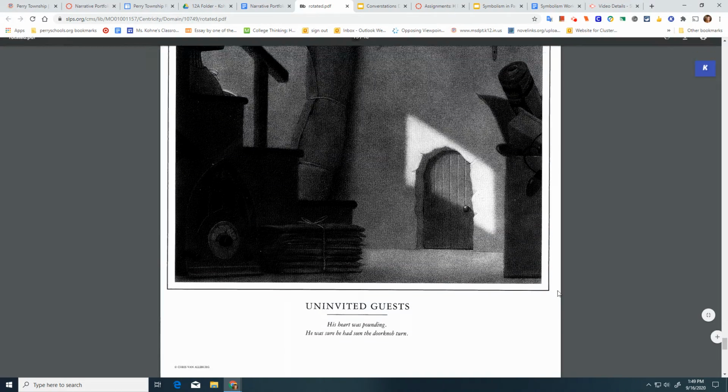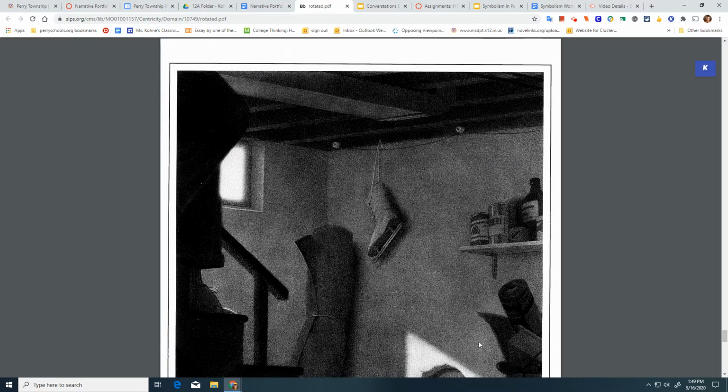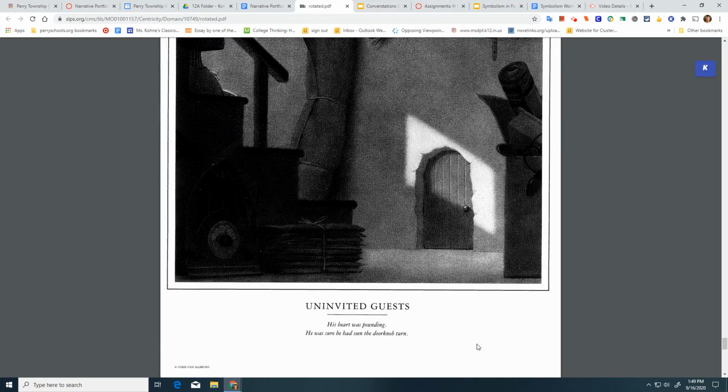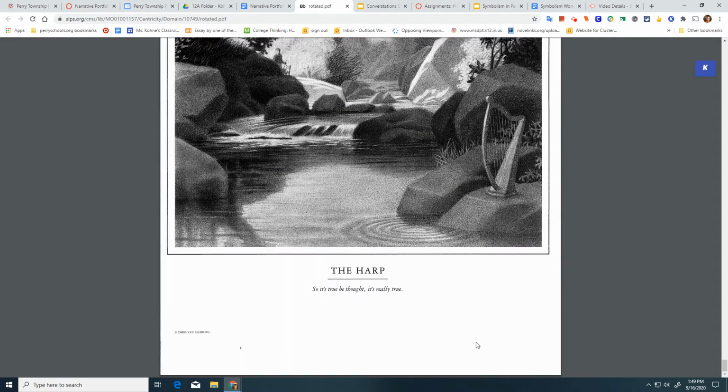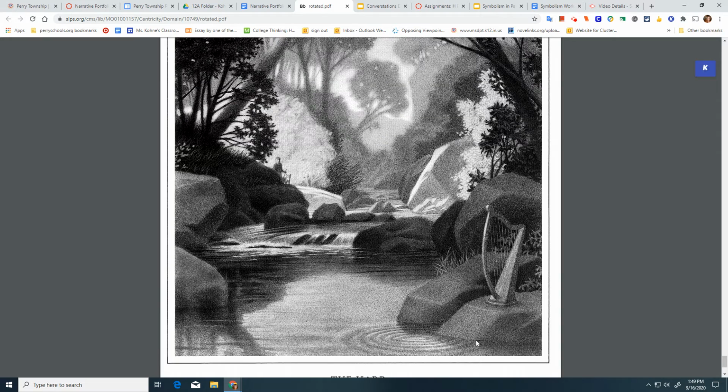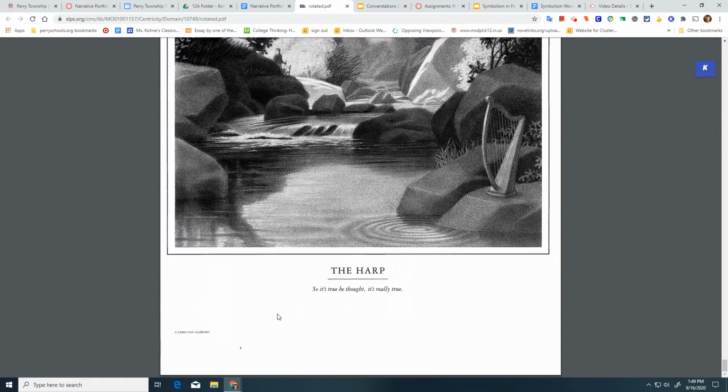Uninvited guest. His heart was pounding. He was sure he had seen the doorknob turn. My heart would be pounding too, I think. What's behind the secret door? The harp. So it's true, he thought. It's really true. What's true? The magical land with the harp?